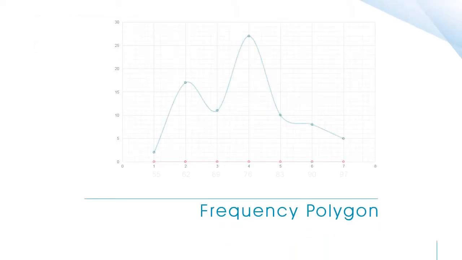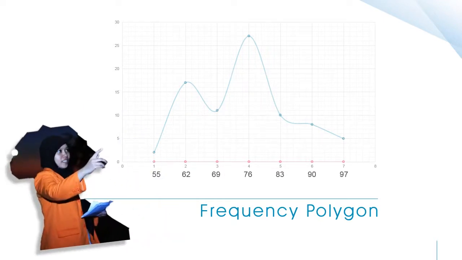Frequency polygon: when the midpoints of the histogram bars are connected by a line graph, we get a frequency polygon. So for improved understanding about the frequency polygon, look at the example. For example, mathematics value of 80 students of SMP Tunas Hijau Sidoarjo has been served in a frequency distribution table. From those data, we find the graph for polygon and it becomes a line graph.